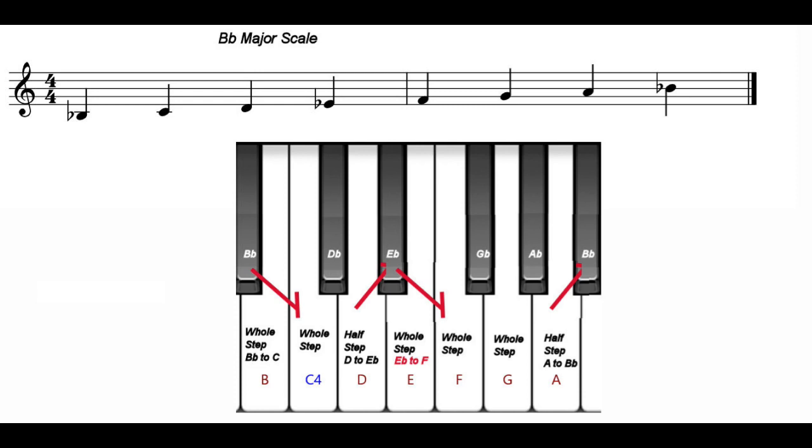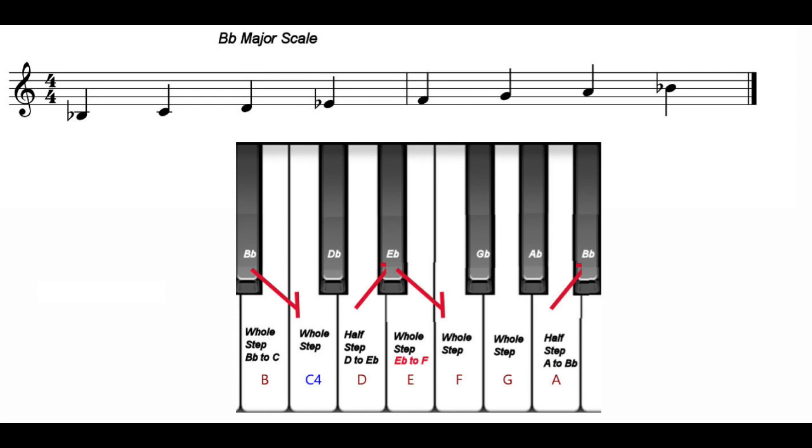We start on B flat. The pattern calls for a whole step, so the next note up is C. That's a whole step above B flat. B flat to B natural is a half step, and another half step up is C. We need another whole step, so C to D. Next is a half step, so D to E flat.